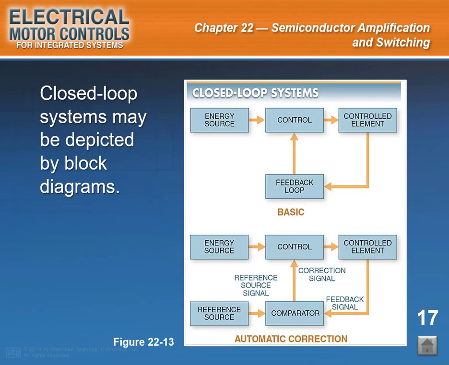Slide caption. Closed loop systems may be depicted by block diagrams. See Figure 22-13. To achieve automatic control, interaction between the control unit and the controlled element must occur. In a closed loop system, this interaction is called feedback. Feedback can be activated by electrical, thermal, light, chemical, or mechanical energy. Both full and partial control can be achieved through a closed loop system.